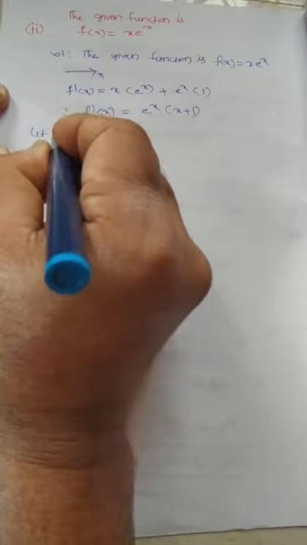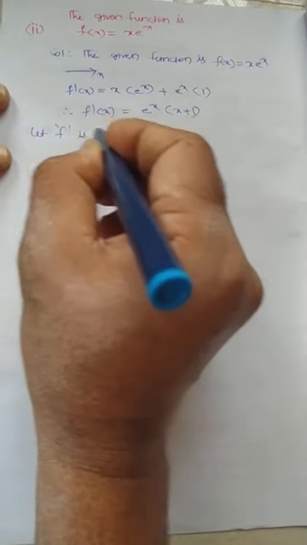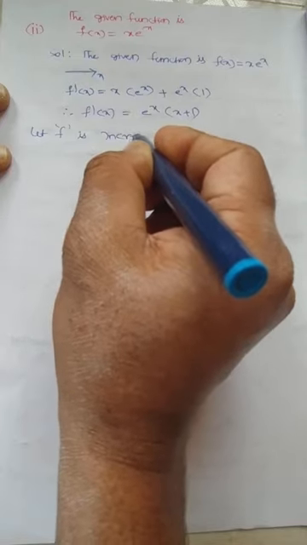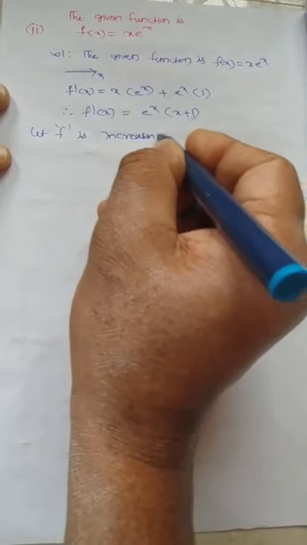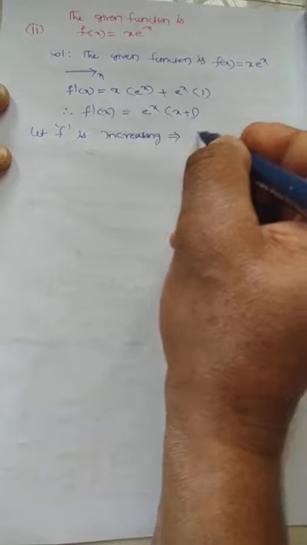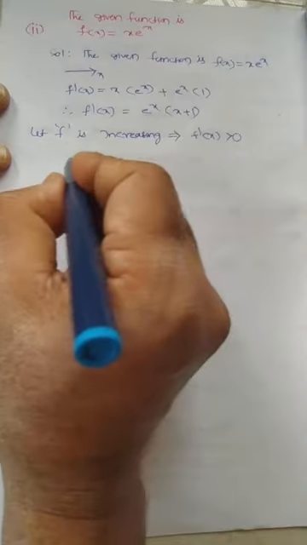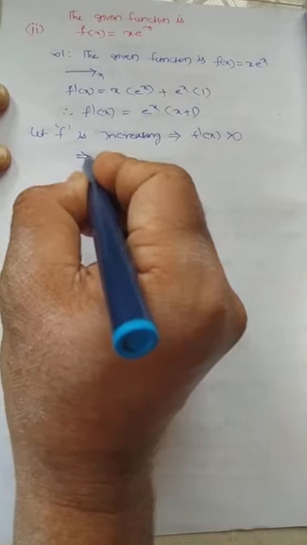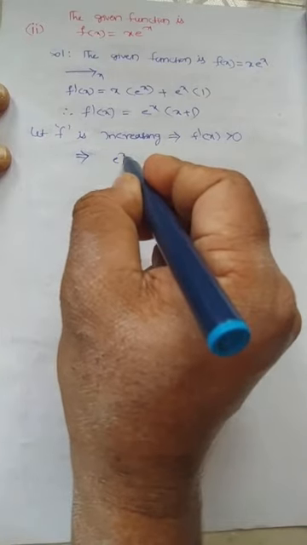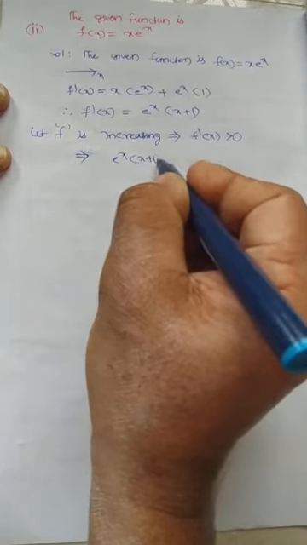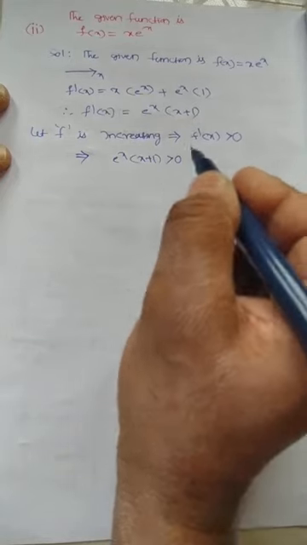The same conditions we are taking here. Let f be increasing, that implies f dash of x must be greater than 0. That implies e power x into x plus 1 must be greater than 0.